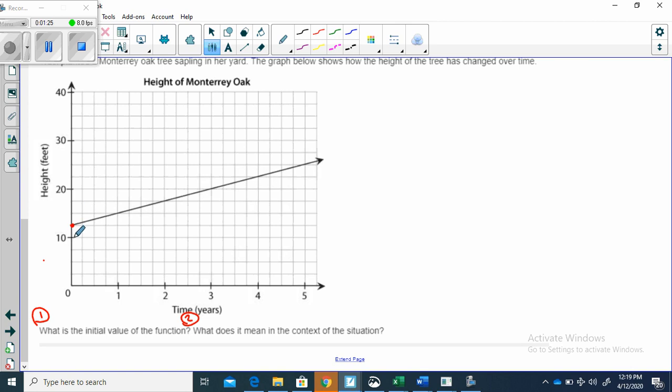Okay, now we're going from 10 to 20 here, so we need to figure out what this is. I've got 1, 2, 3, 4 tick marks to go 10 feet. If I divide 10 by 4, each one of those is 2.5. So this would be 12.5 feet. What's the initial value of the function? It's 12.5.